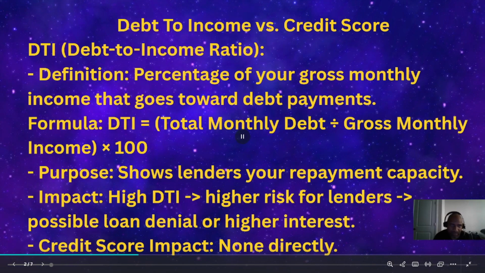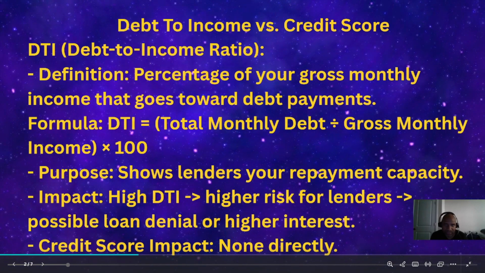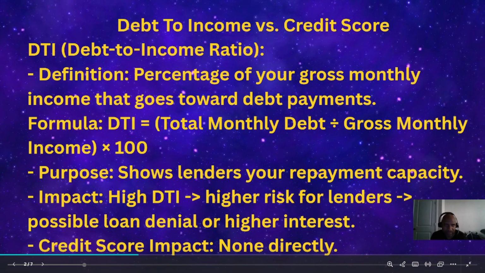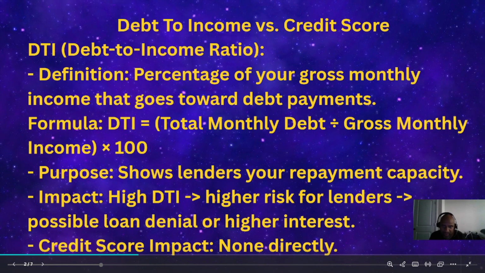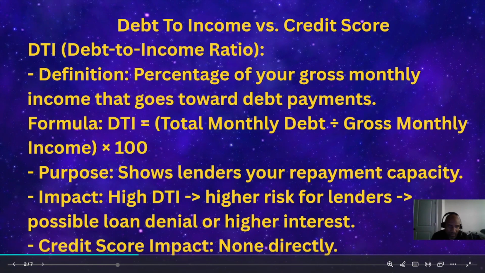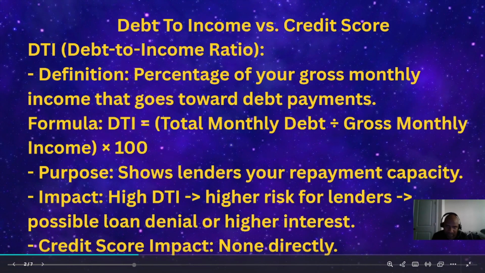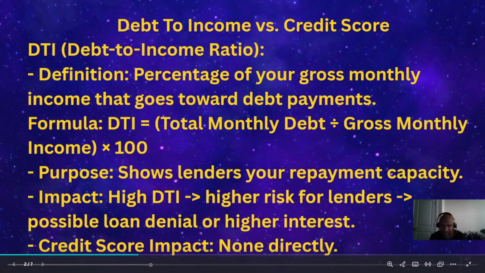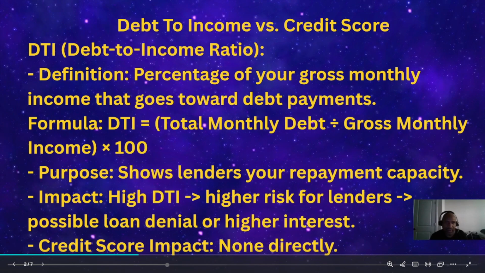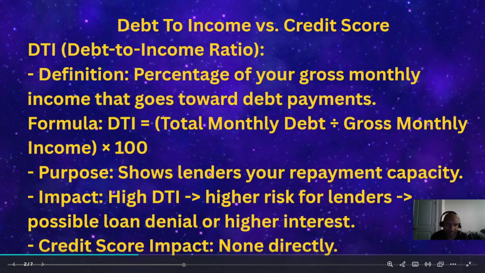Debt to income ratio. Definition: percentage of your gross monthly income that goes toward debt payments. The formula: debt to income equals total monthly debt divided by your gross monthly income, and you times that by 100.